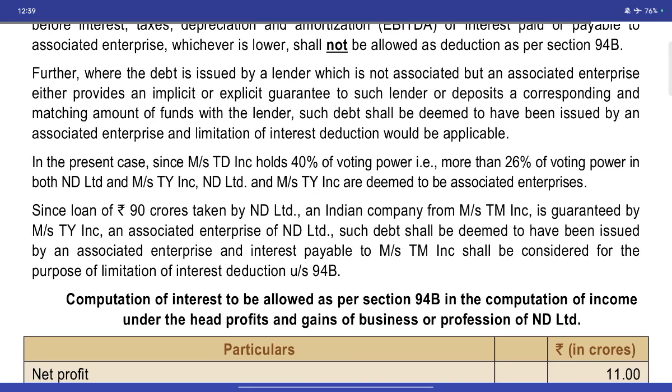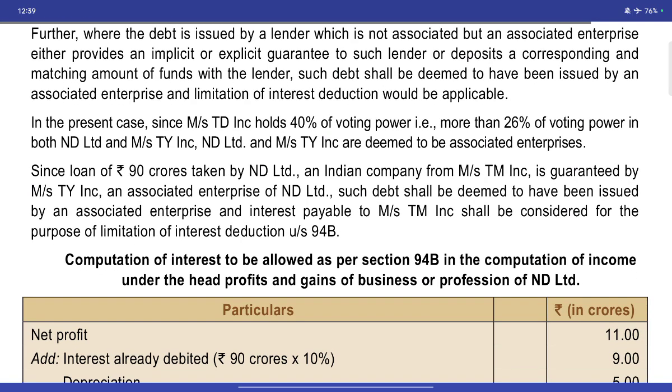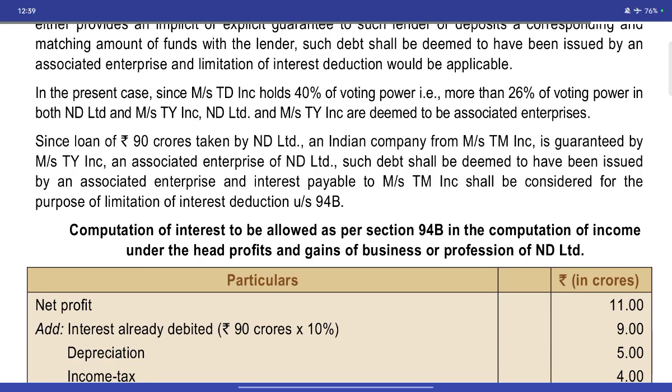That the debt shall be deemed to have been issued by the associate enterprise. The limitation of interest deduction is applicable. In the present case, since TB holds 40% of voting power, that is more than 26% of the voting power, both ND Limited and MST are deemed to be associate enterprises.